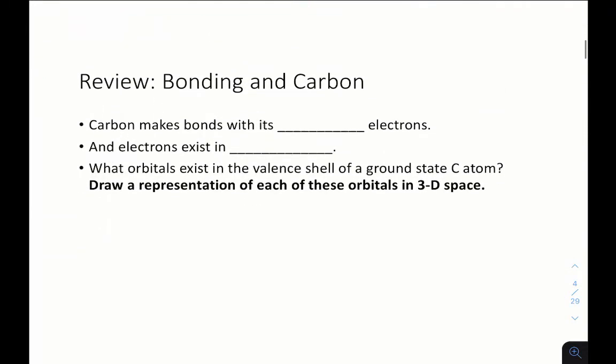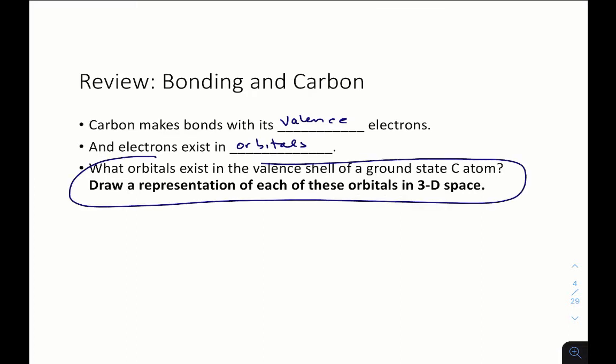Let's review how carbon makes its bonds. So carbon bonds with its what? Valence electrons. And electrons exist in orbitals, so defined regions of space with given energy. What orbitals exist in the valence shell?